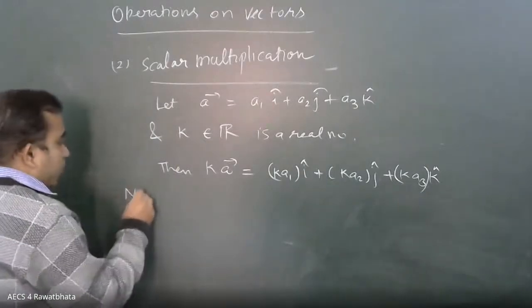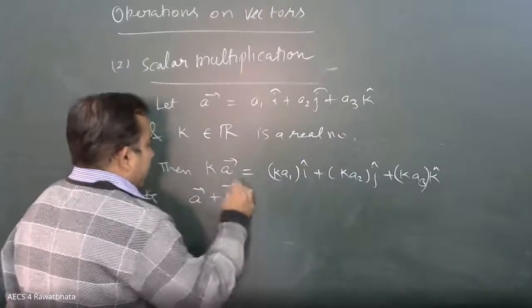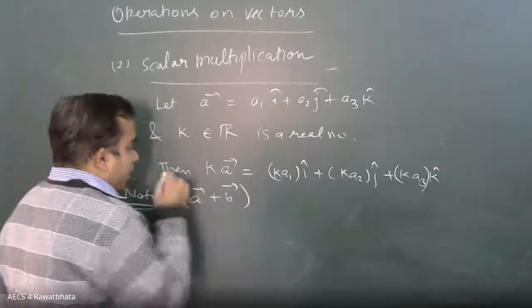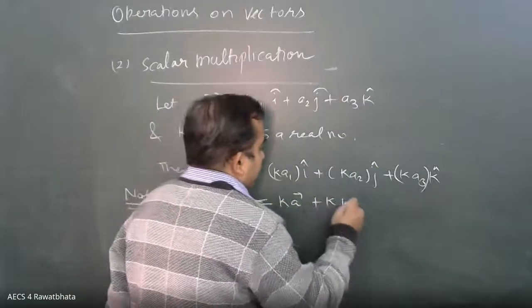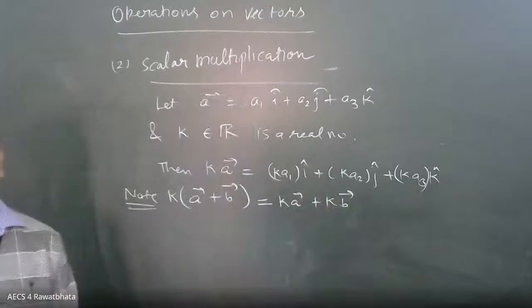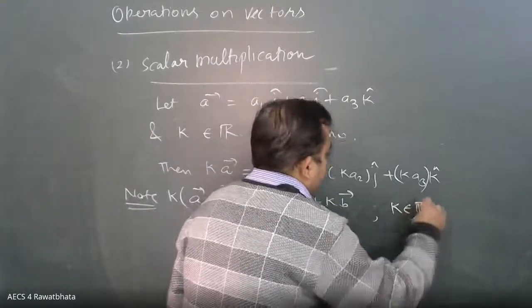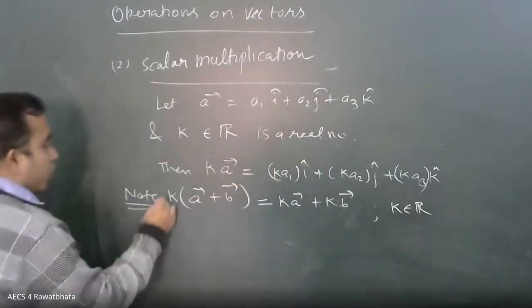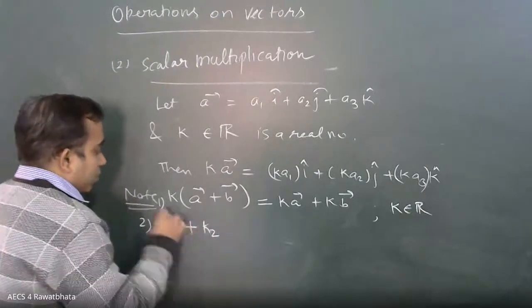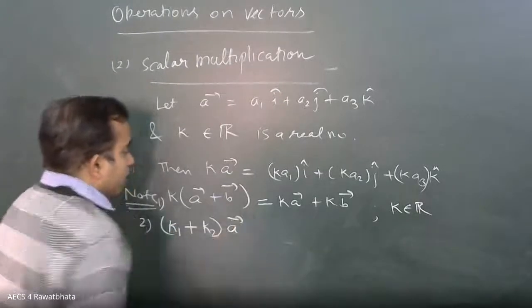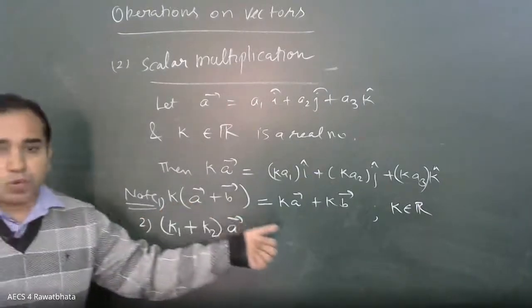And here also some properties are there. Suppose there are two vectors, a vector plus b vector, and one scalar, you multiply with k, then it will be equal to ka vector plus kb vector. Something like distribution law. यहाँ पे k क्या है? k is a real number. This is one note. Another property is that suppose two numbers are there and one vector is there. यहाँ पे क्या था? दो vector थे, one scalar था, one number था. तो डिस्ट्रीब्यूशन लॉ हो गया.